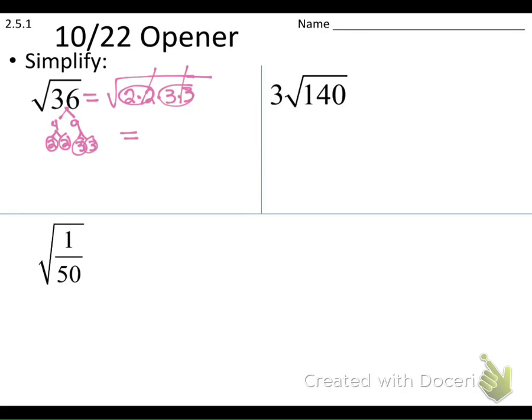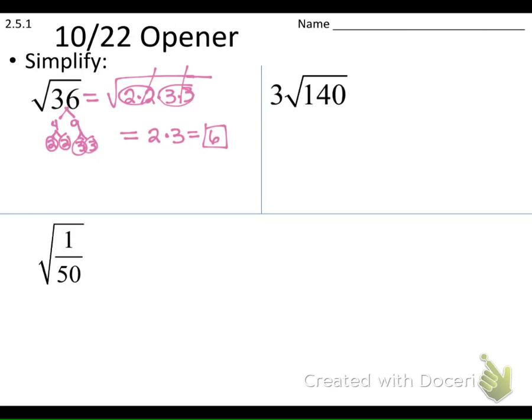So what 2 numbers am I going to move to the outside coefficient? Which equals what number? 6. Now, because we end up with just a number without a square root behind it, the square root of 36 is a perfect square.